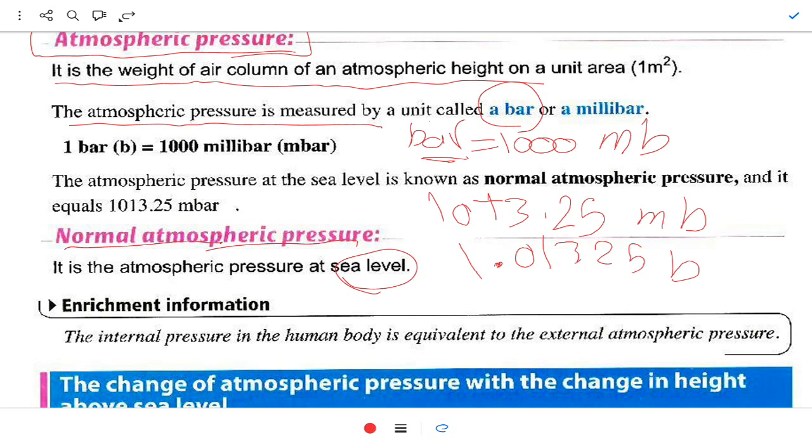So it equals 1013.25 millibar, or 1 bar, of course 1 bar point 01325 bar. The bar is a big unit, and millibar is a small unit. It's like the meter and millimeter. The meter equals 1000 millimeters. They are the same thing.